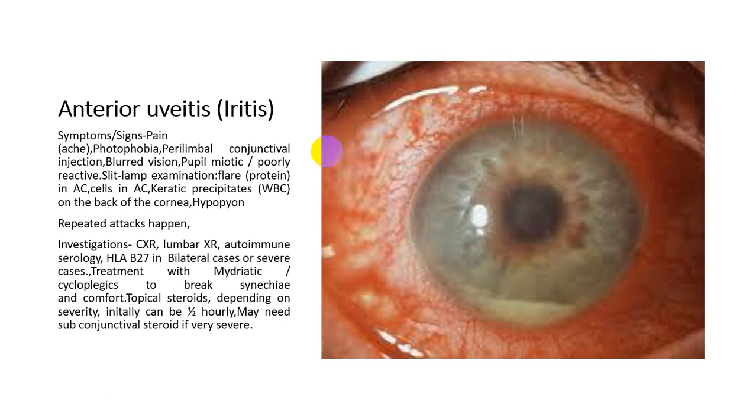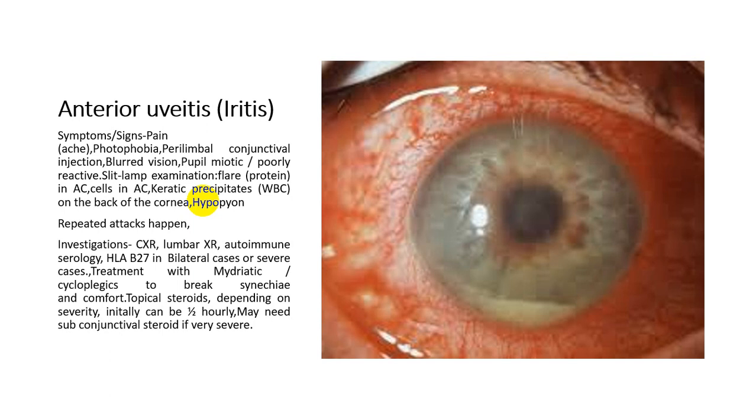On slit lamp examination you can see flare in the anterior chamber and cells in the anterior chamber. There may be keratic precipitates like this on the back of the cornea, and there may be hypopyon. There is hypopyon, see, and repeated attacks can happen. For investigation, you can do a chest X-ray, lumbar X-ray, autoimmune serology, HLA-B27 in severe cases.